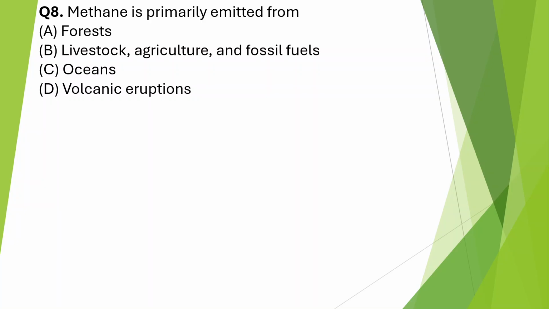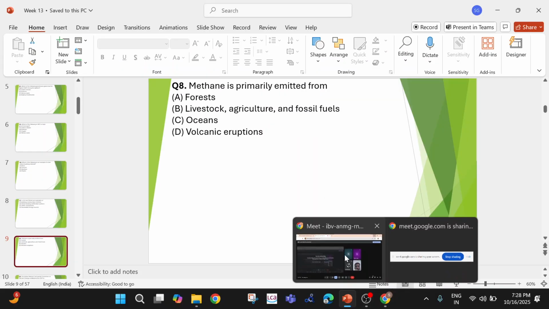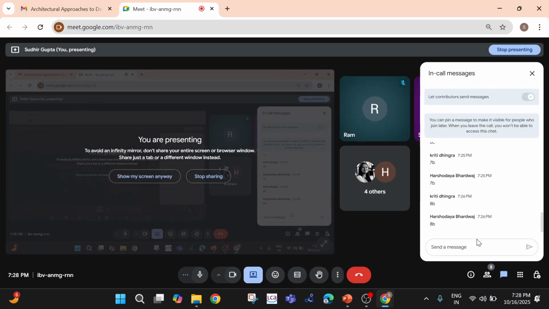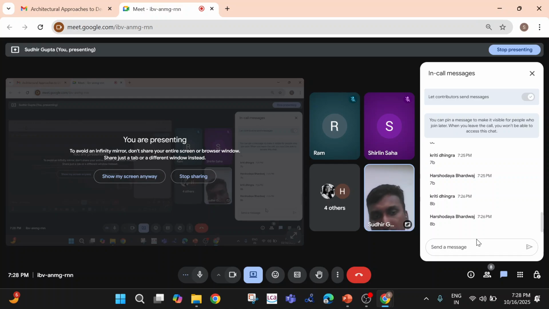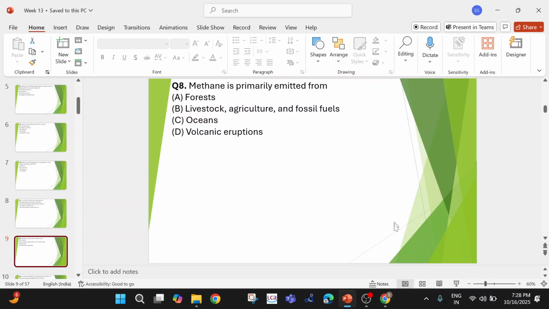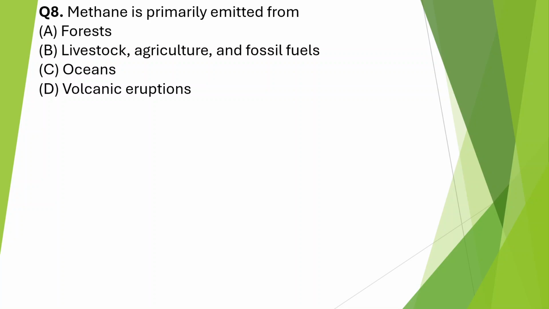Okay, let me see. So only two of you have answered. Kitty is very confident about her concepts and answer. She is the first to give the answer, and Harshada is also there. Both of them are voting for option B, and both of them are absolutely correct.